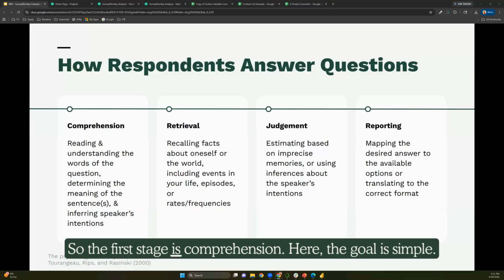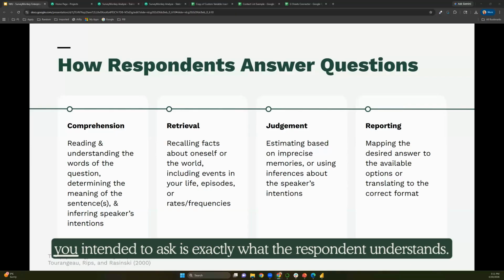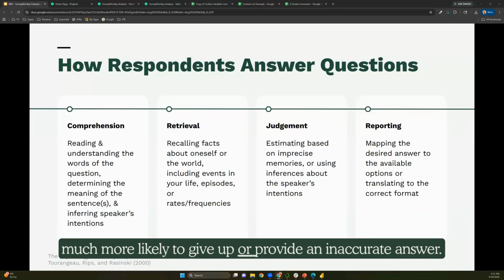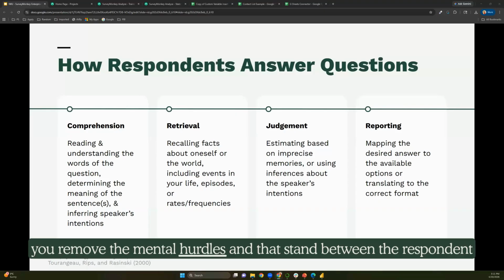So the first stage is comprehension. Here, the goal is simple: make it easy to read. You want to ensure that what you intended to ask is exactly what the respondent understands. If they have to reread a question 3 times just to figure out what you're looking for, they are much more likely to give up or provide an inaccurate answer.